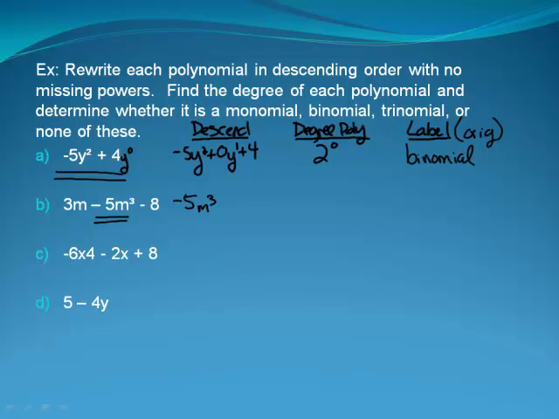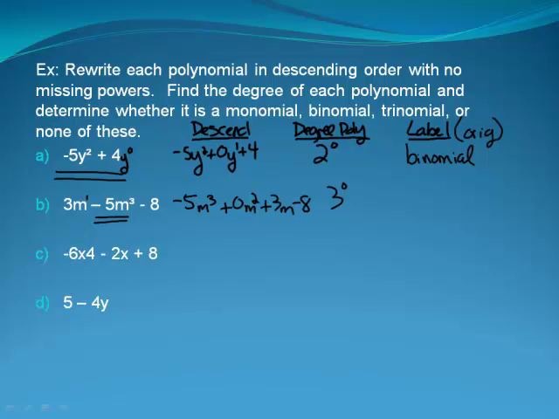The next power in descending order should be an m squared term. We don't have that, so we're going to put it in with a coefficient of 0, 0m squared. Next in descending power should be an m to the first term. We have that. It's a positive 3m. And lastly, we've got our constant, which is the same as m to the 0, minus 8. Okay? The degree of that polynomial would be third degree, because the highest power is 3.